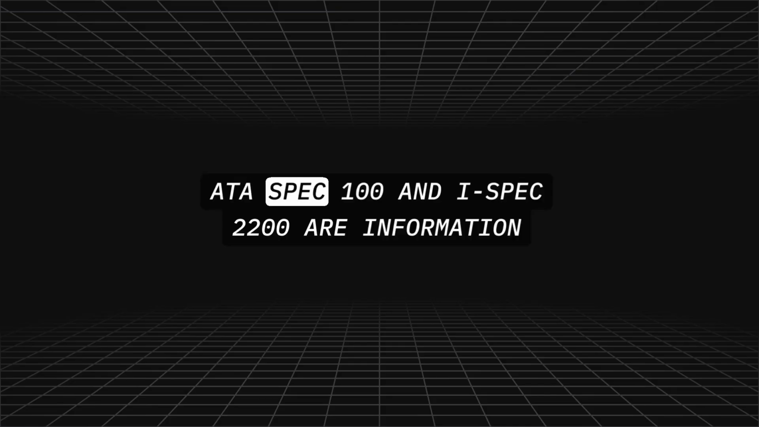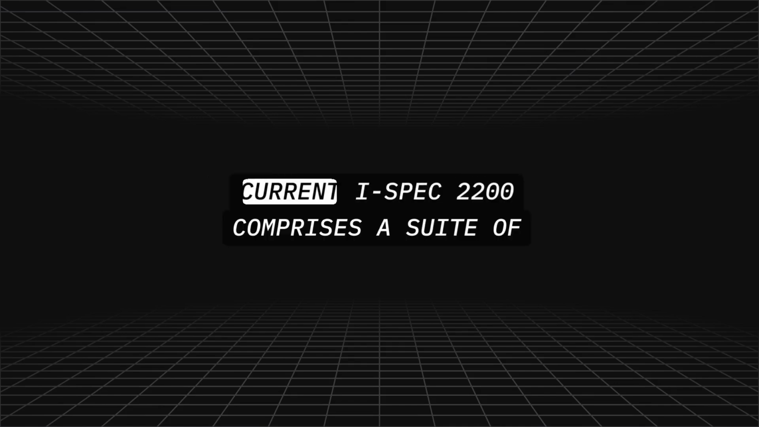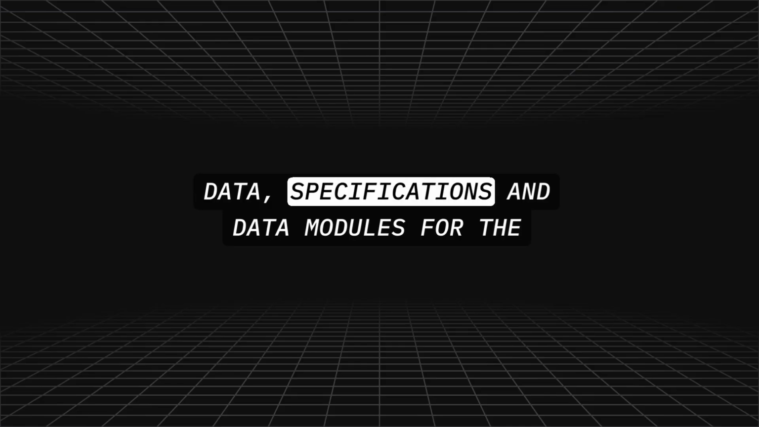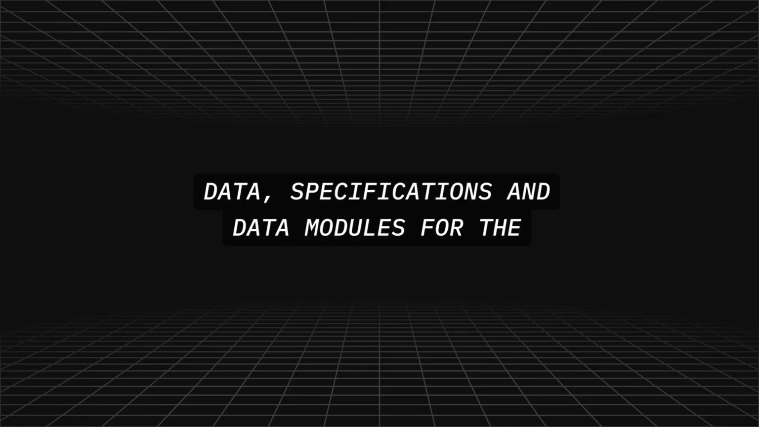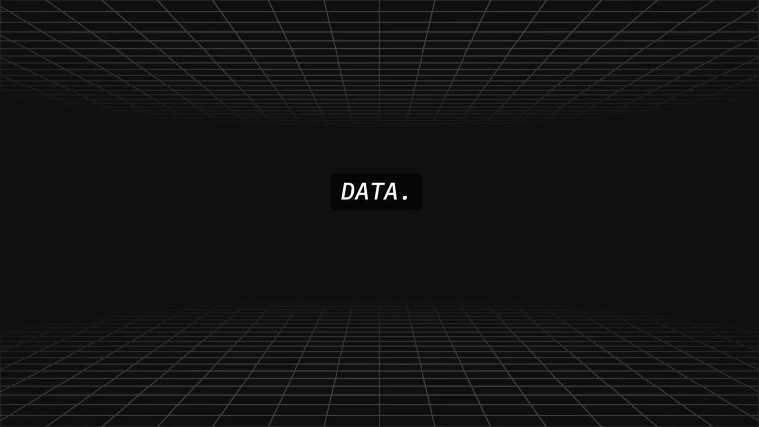What is ISPEC 2200? ATA Spec 100 and ISPEC 2200 are information standards for aviation maintenance and flight operations. Current ISPEC 2200 comprises a suite of data, specifications, and data modules for the digital representation and exchange of technical data.